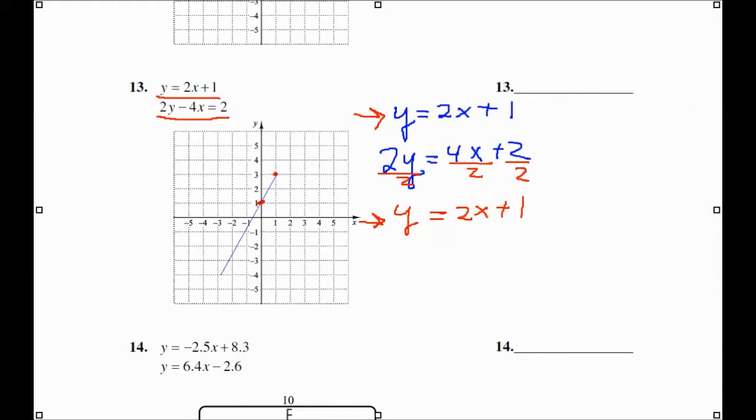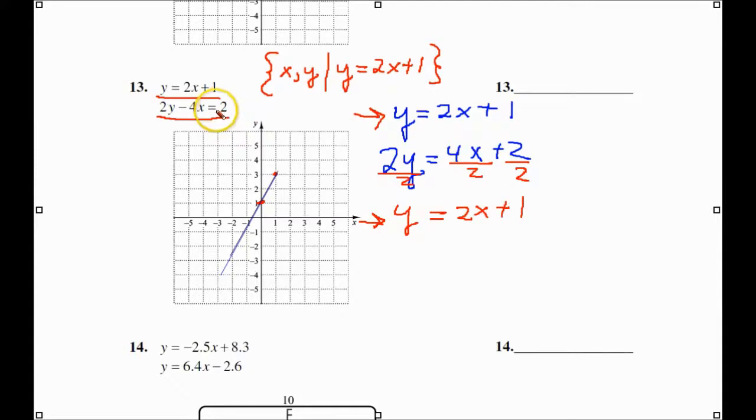And when I plot the other line, it's right on top. So this is a case where there's an infinite number of solutions, and the way to write the answer, you can choose either of these, but you use set builder notation. x, y is such that, and you just write one of the equations. Now you could have written the other one too.